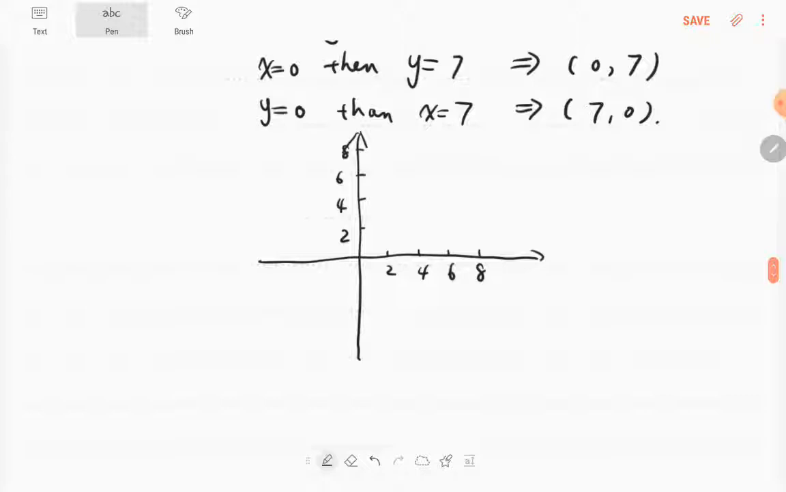So for the first, y-intercept, x equal to 0. So we have 0, 7 right here. And the second will be x-intercept, y equal to 0. So it's right here, 7, 0. Of course, we could draw the line. But here comes the problem. Should we draw a solid straight line, or dash straight line? We have the question.